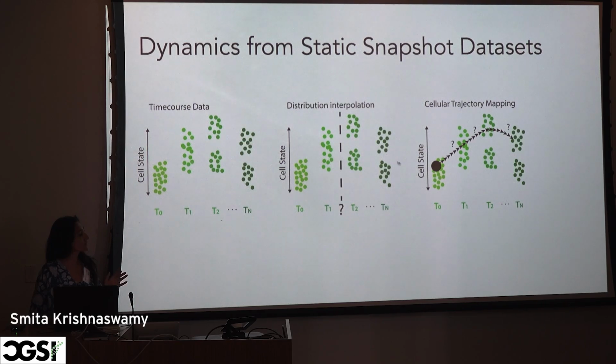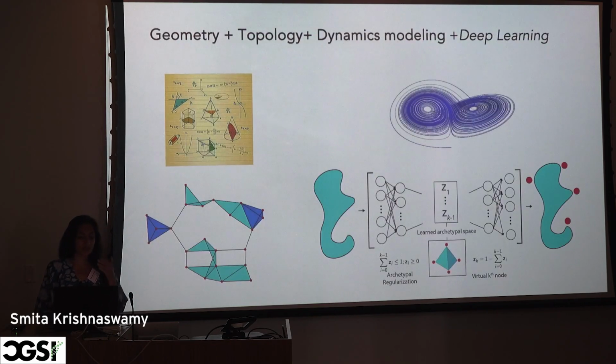But another kind of inference that's very interesting is: if I just let this cell go under these conditions, what would happen to it in the future? Can I forecast it out? Can I generate its path? So this is cellular trajectory mapping, and all of these are done in the same framework, so I'll talk to you about that.